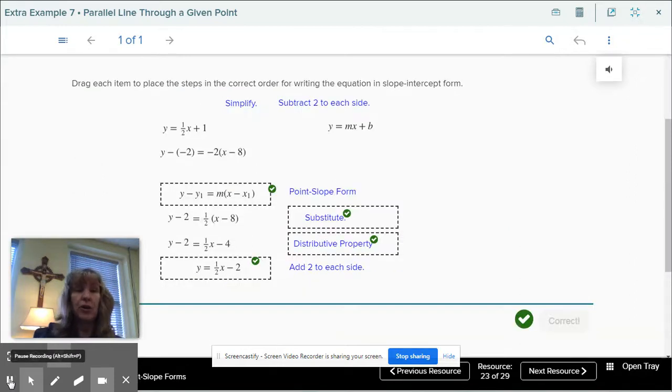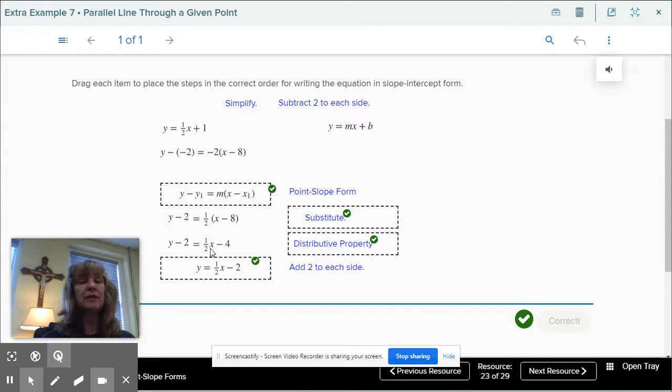All right, let's go ahead and check your answer. You should have determined that you're going to substitute for point slope form. You're going to substitute 2 for your y1, and 8 for your x1, and 1/2 was your slope. You're going to substitute those numbers, and then you're going to distribute your half.